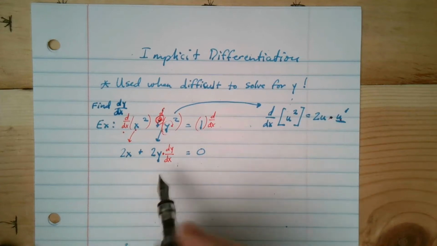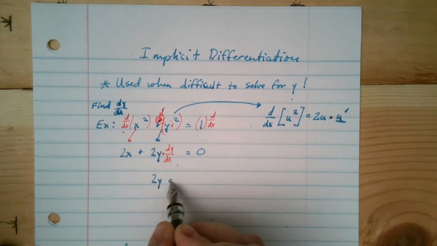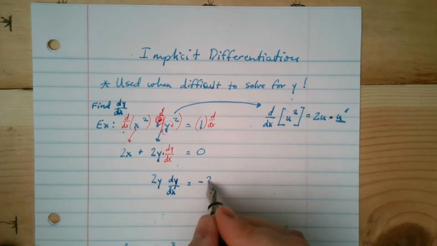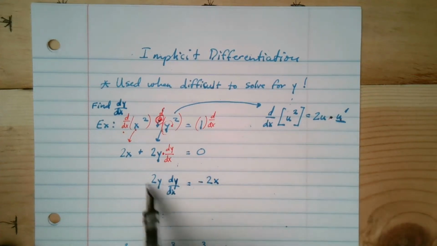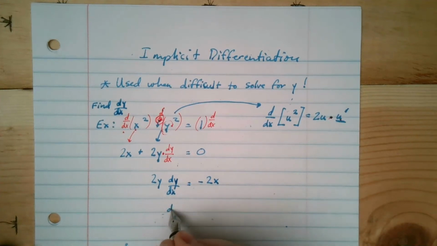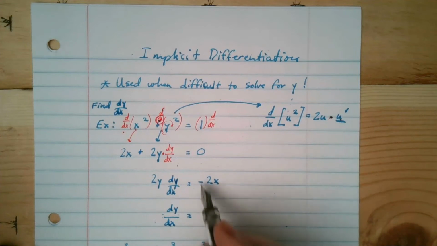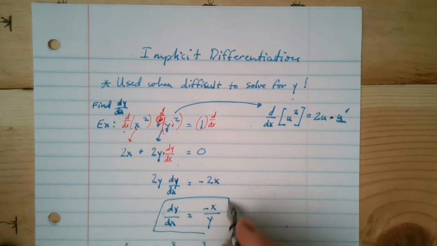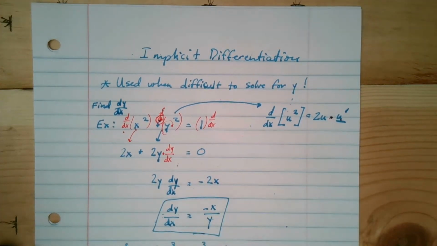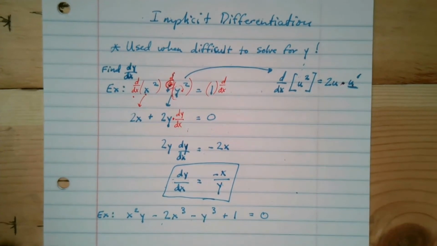So I'm going to subtract 2x. So I get 2y dy dx equals negative 2x. Now, divide by 2y. I get dy dx equals, of course, the 2 over 2 is going to cancel, negative x over y. Okay? So that's how we find our derivative implicitly.